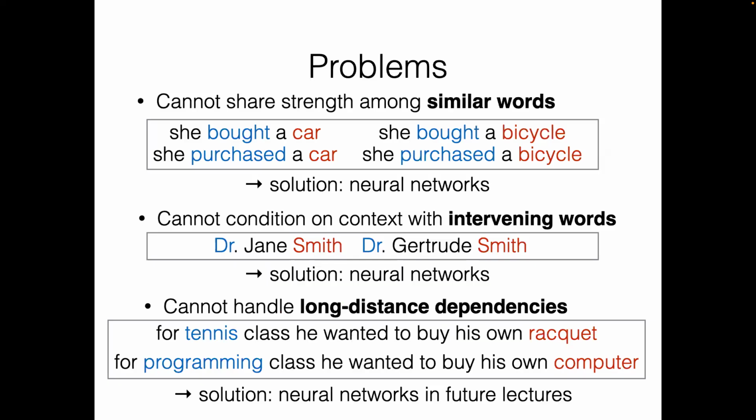Here, there's this issue of capturing long distance dependencies. So this is a much better example than the one I gave at the beginning of the class. I think I said something like a dog runs. So here's a sentence: for tennis class, he wanted to buy his own racket. Given this context, in order to predict the word racket, you have to know that this word at the beginning of the sentence is tennis, right? Otherwise, if it was a programming class, then you'd probably predict something like, I don't know, computer. Definitely not racket.